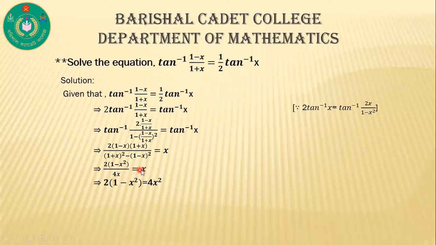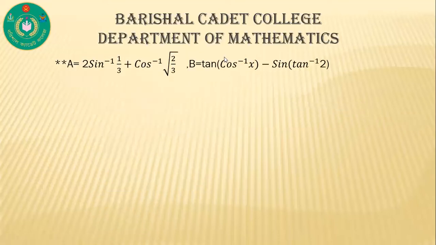Now multiplying this, we can write 2 into 1 minus x square equal to 4x square. Then we can write 6x square equal to 2. Therefore, x is equal to root 1 by 3. This is our required solution. Now let us try to solve a creative question.